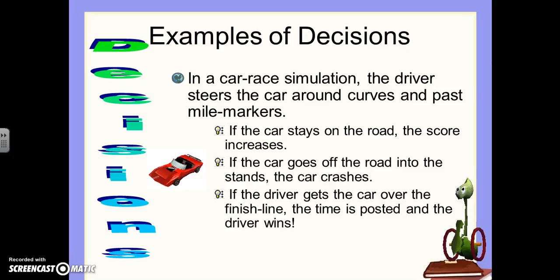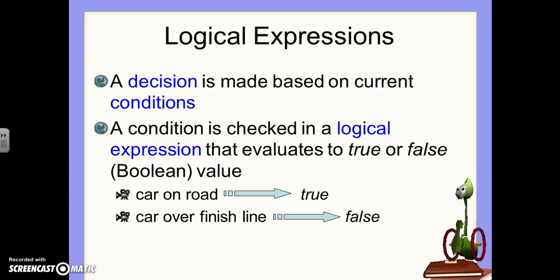If that's the scenario, or if that's the exercise, how do we write the code and make this program a reality? We are going to need to use logical expressions. So a logical expression is a decision that is made based on a current condition. So in this example, a condition is going to be checked in a logical expression, which is going to evaluate whether or not it is true or false. This is the Boolean value.